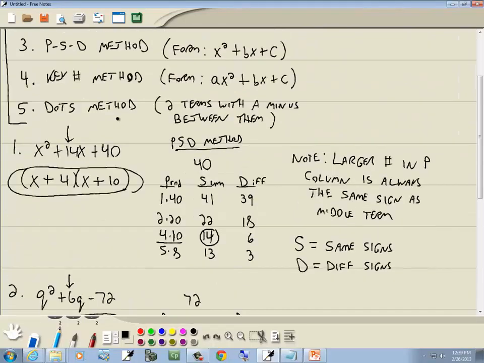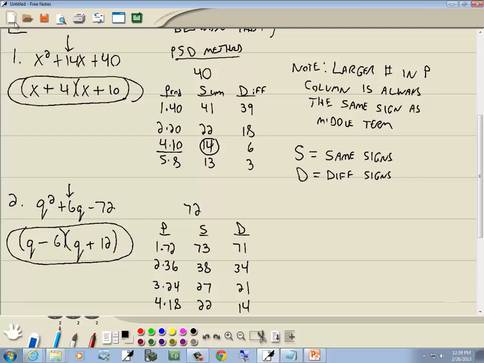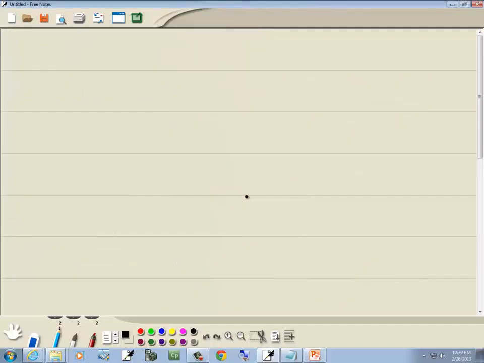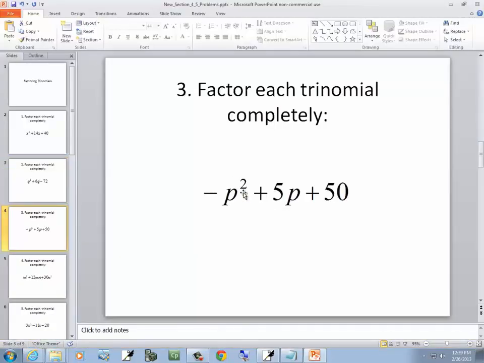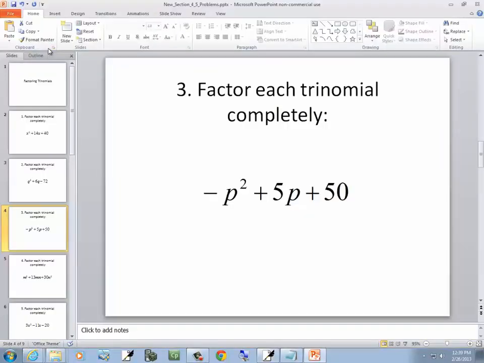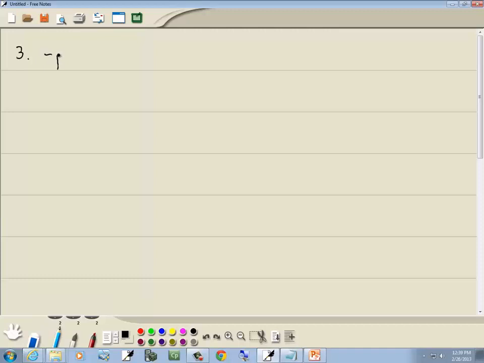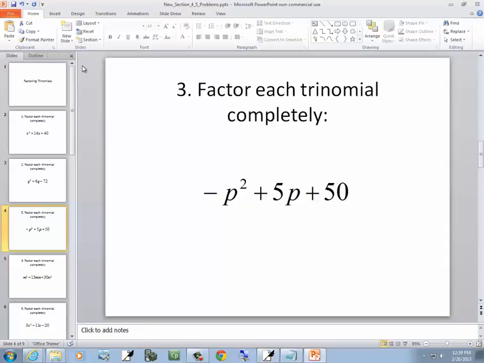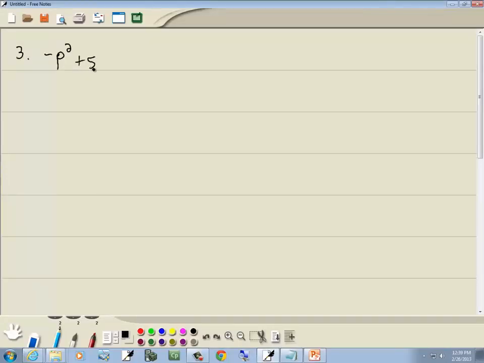Let me start a new page. Okay, so we got negative p squared plus 5p plus 50. We start going through our methods.